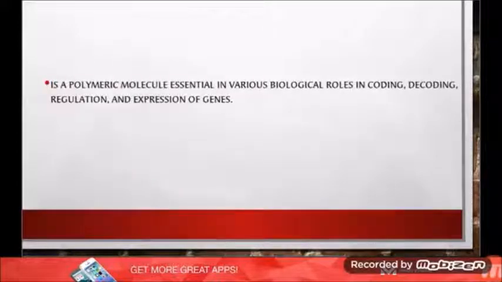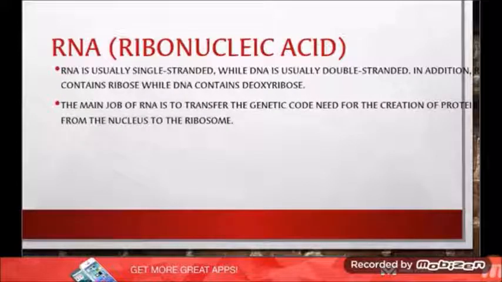It is a polymeric molecule essential in various biological roles in coding, decoding, regulation, and expression of genes. Okay, so let's now proceed to another variety of nucleic acids, the RNA or ribonucleic acid. RNA is usually single-stranded, while DNA is usually double-stranded. In addition, RNA contains ribose while DNA contains deoxyribose. The main job of RNA is to transfer the genetic code needed for the creation of protein from the nucleus to the ribosome.